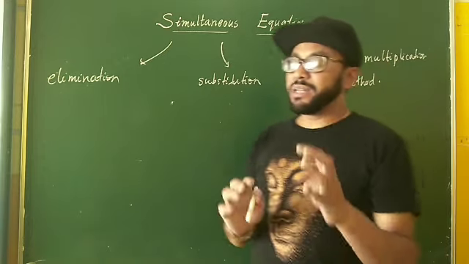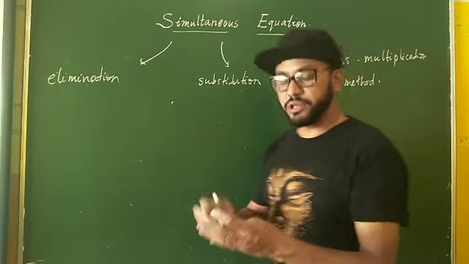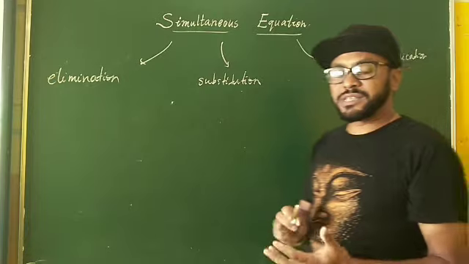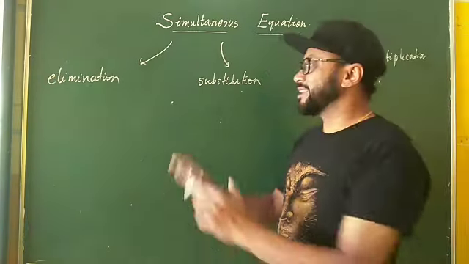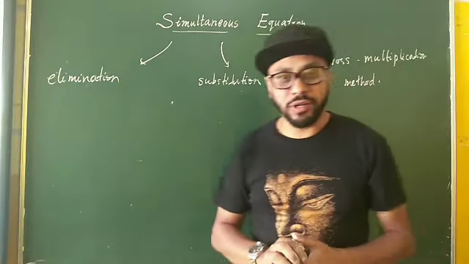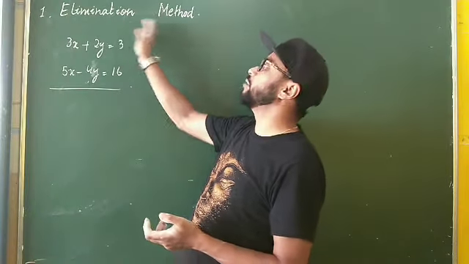One more thing. What if it is not mentioned which method you have to use? In last year's board exam, it was mentioned to solve the simultaneous equation by using cross multiplication. But keep this in mind: if it is not mentioned, then whichever method you find easy, use that method. All right. So let's discuss the first method, that is the elimination method.